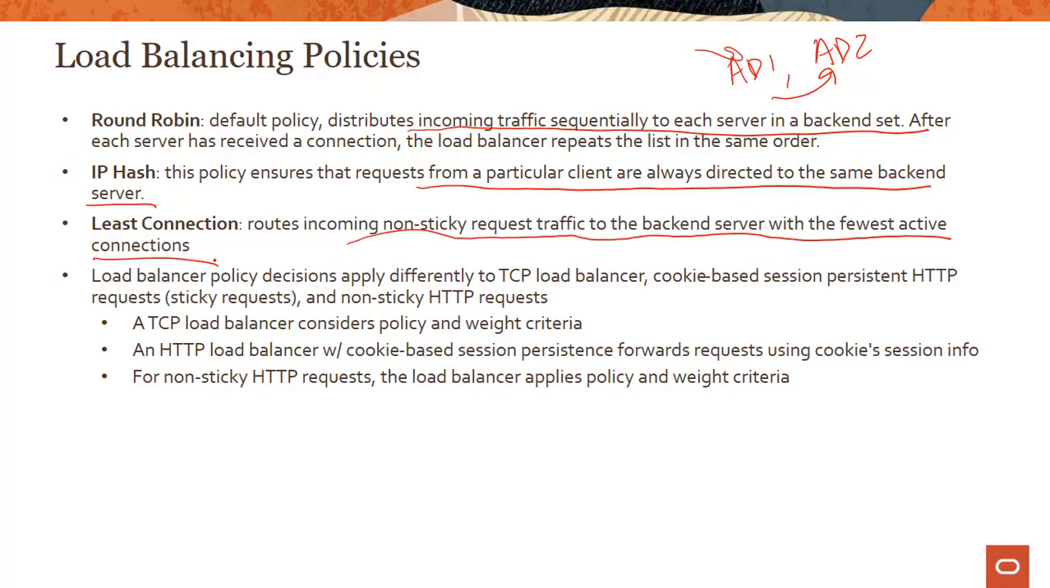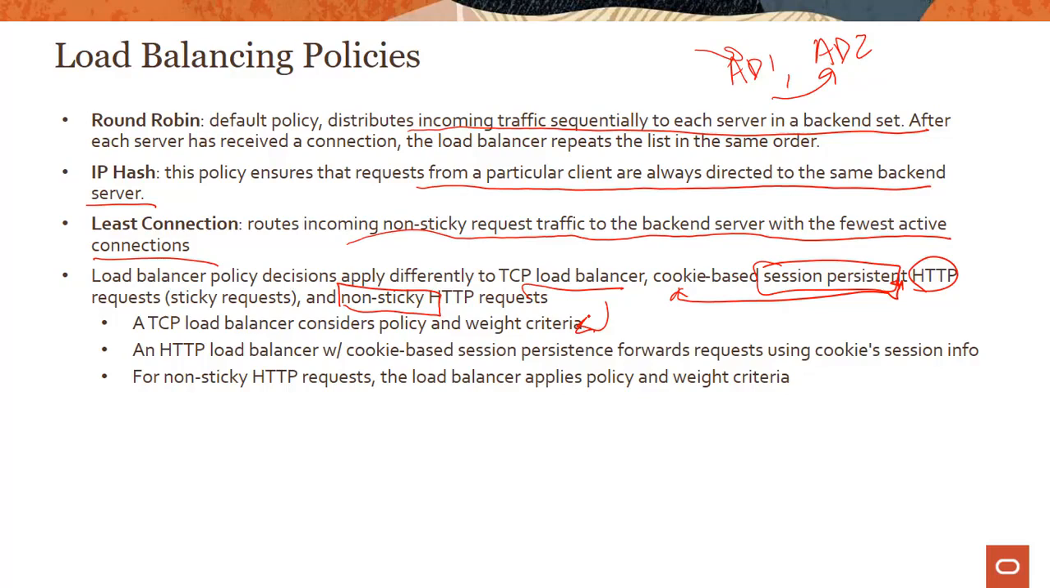Now, the behavior of the load balancer is different between a TCP load balancer and an HTTP load balancer. And within HTTP, you have two kinds of behaviors. One is for cookie-based session persistence, and the other one is non-session persistent or non-sticky HTTP requests. The first one being sticky HTTP requests. So TCP considers policy and weight criteria, right? Its intelligence is limited, so it just considers the policy, the three policies you define, and the weight criteria.